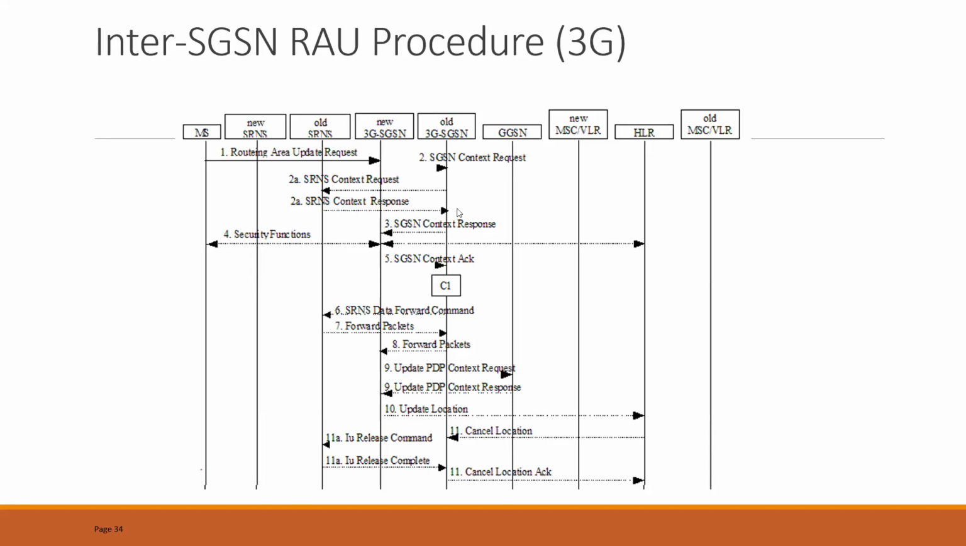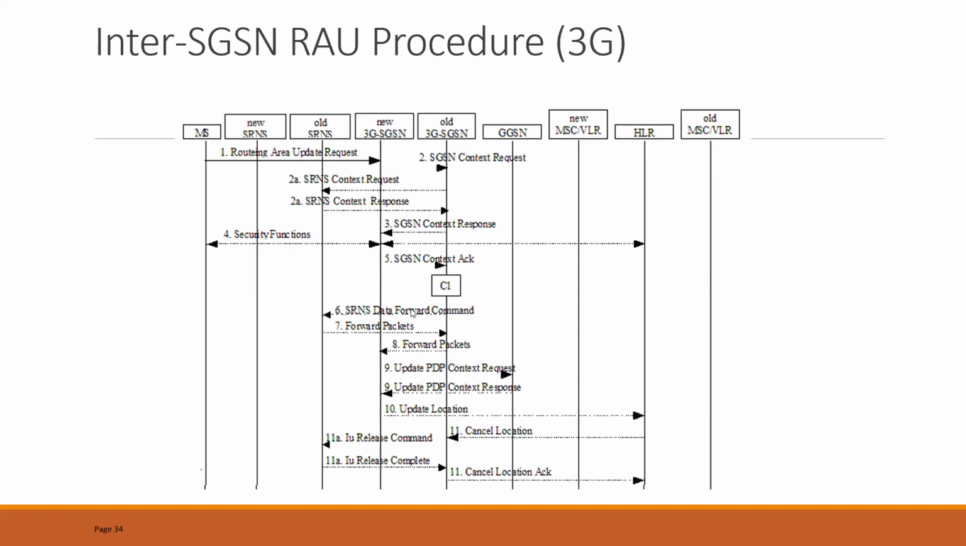It will send a response back with the context available, and then based on that, your old SGSN will send to the new SGSN the context information available with it, based on what is stored in the SGSN and what is stored in the RNC. Then you have your authentication, and after authentication, it will send that, okay, I have received this context information as well.